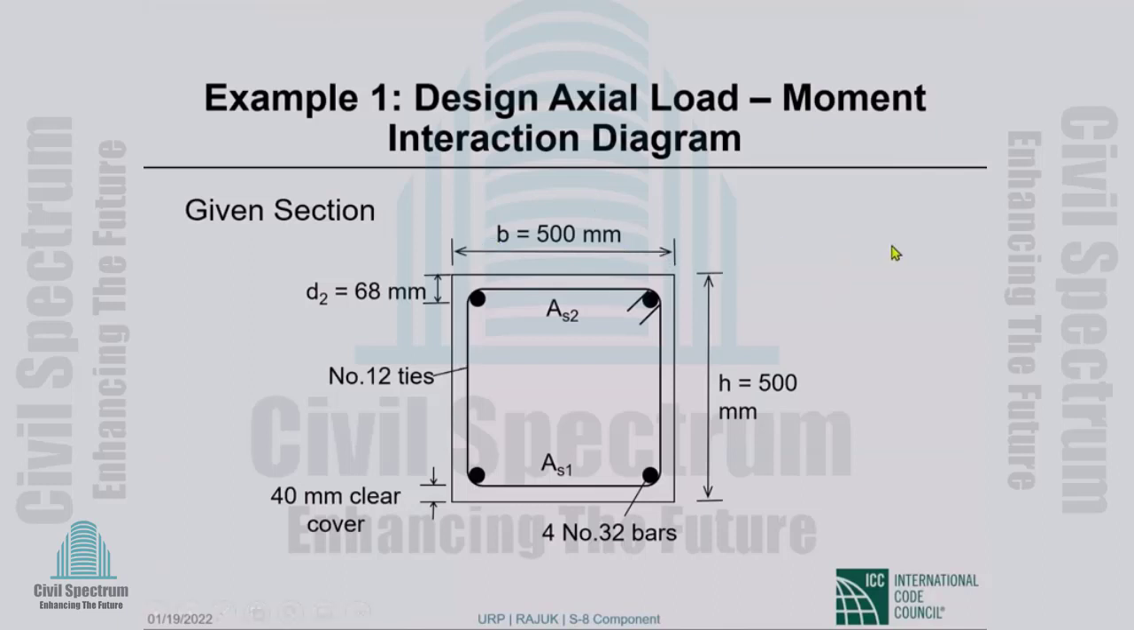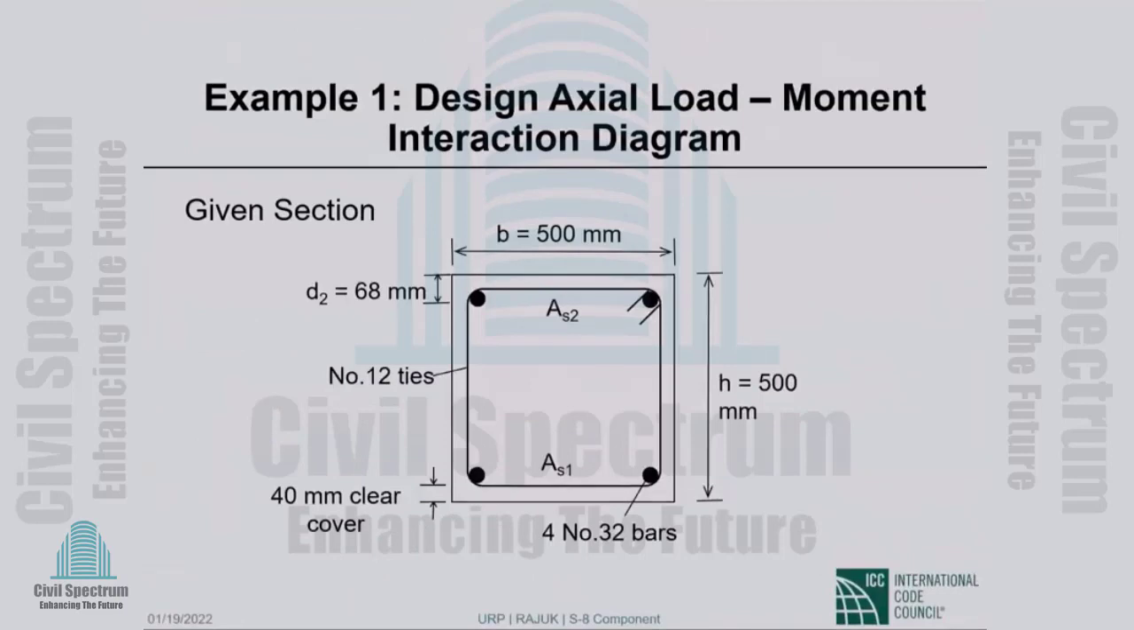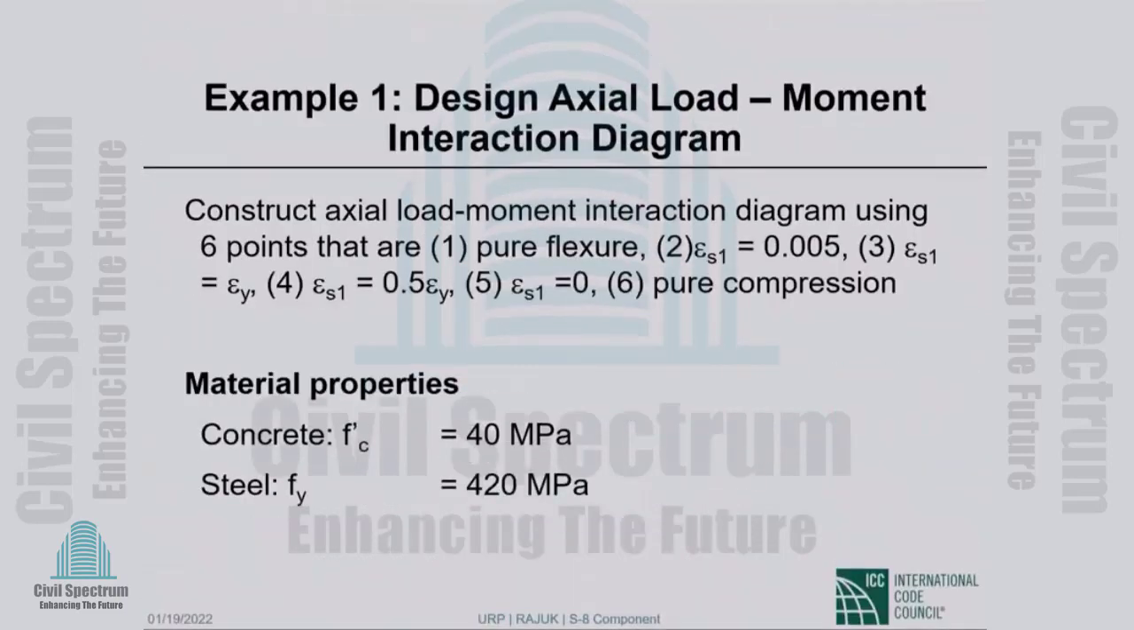Okay, so this is a column section, 500 by 500. It's a square column. 4 number 32 bars, 2 at the bottom, 2 at the top. 40 millimeter clear cover, number 12 ties, and the distance from the top to the center of the top bars is 68 millimeters.